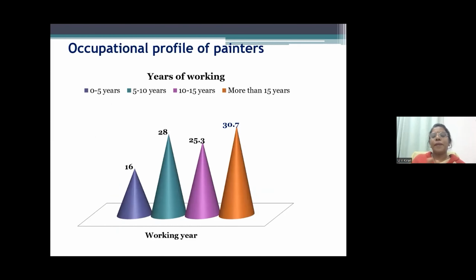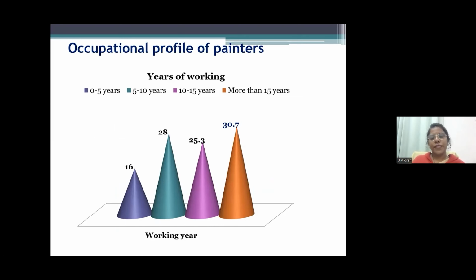Regarding the occupational profile of the painters, we wanted to see whether the years of working experience have any impact on the respiratory health ailments they are having. We also wanted to see whether age is a significant factor, because when the age increases, many respiratory health ailments automatically increase. We also tried to link it up with that.